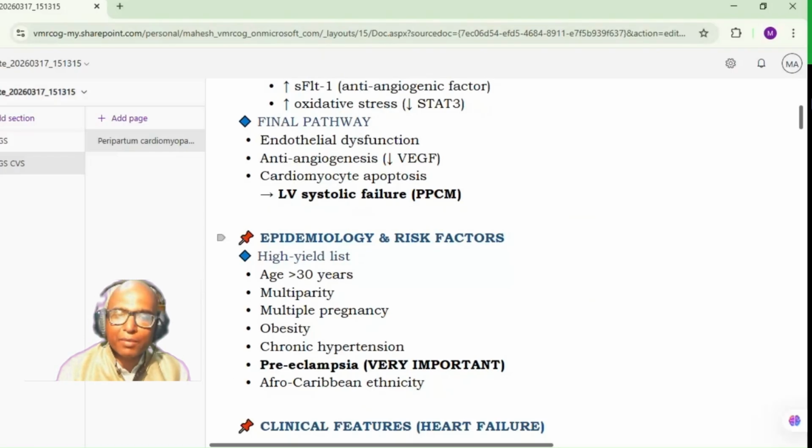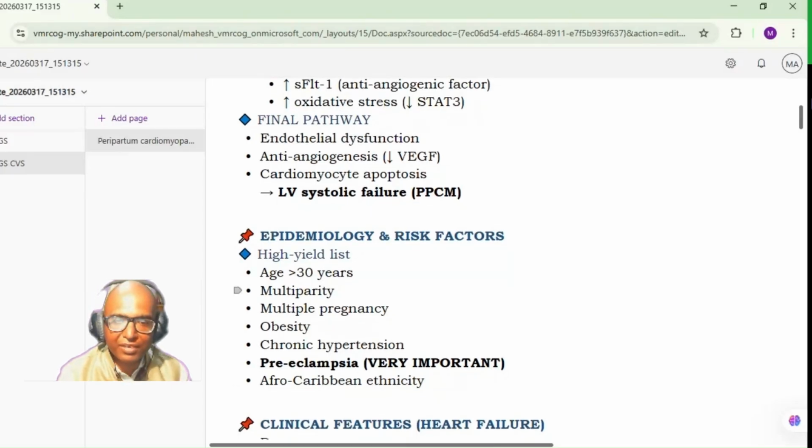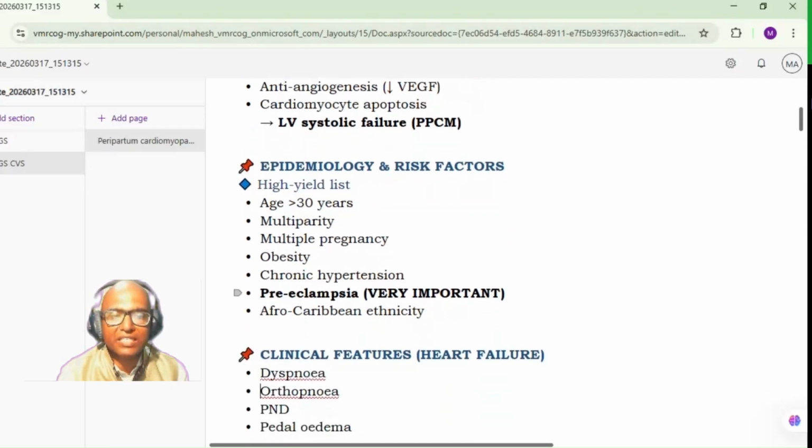Epidemiology and the risk factors. This is seen in patients aged more than 30 years, multiparity, multiple pregnancy, obesity, chronic hypertension. Preeclampsia is associated, and Afro-Caribbean ethnicity. This is very commonly seen.